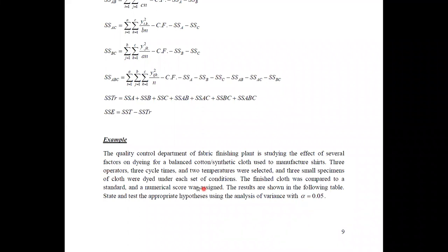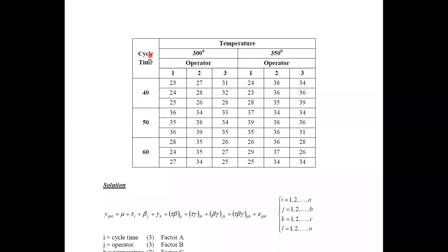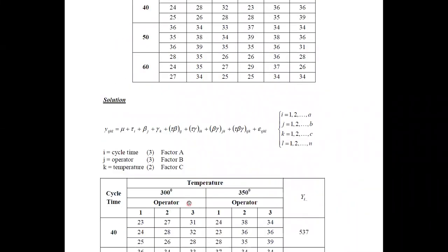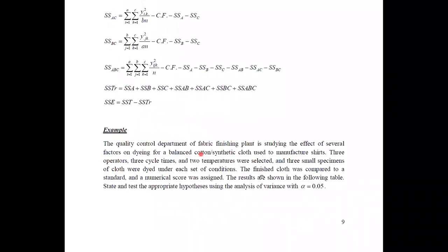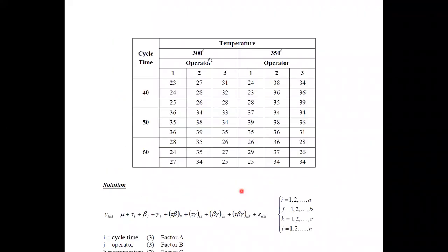And if you look at this data set, there were actually three operators and two temperatures. Here you can see three cycle times, 40, 50, and 60, and three operators were used, 1, 2, 3, and here also operators 1, 2, 3 are used. This is because here we have identified two clusters of temperature.